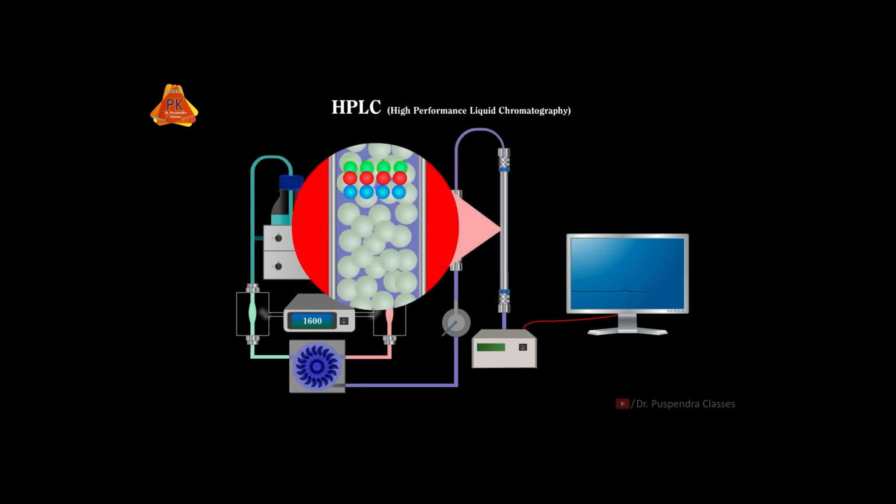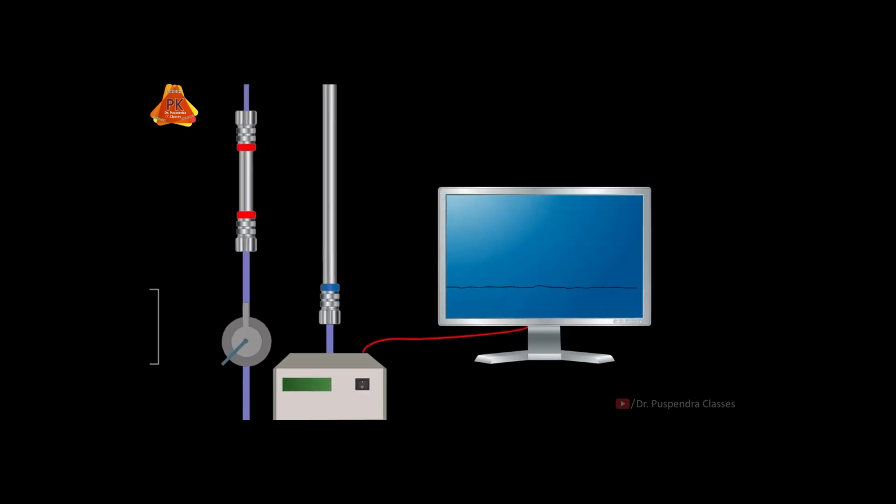Due to the difference in the affinity with stationary phase, compounds present in the sample will be separated inside the column and reach the detector and give signals in the detector.